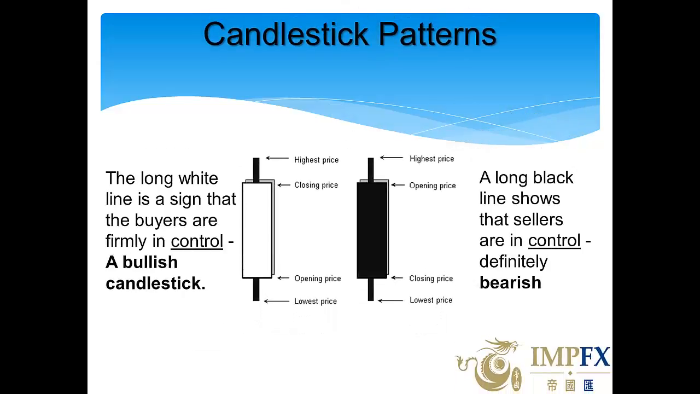So let's just recap before we go ahead into this webinar and talk a little bit more about the actual candlestick itself. When you're looking at a bullish candlestick, you can see here that the long white line is a sign that the buyers are in firm control. And you can see here a very descriptive bullish candle. On the right hand side, you can see that a long black line shows that the sellers are in control, and it's very descriptive when you're taking a quick look, if your time frame is daily, weekly, or even shorter. You can see who's in control by the bullish candlestick and the bearish candlestick.